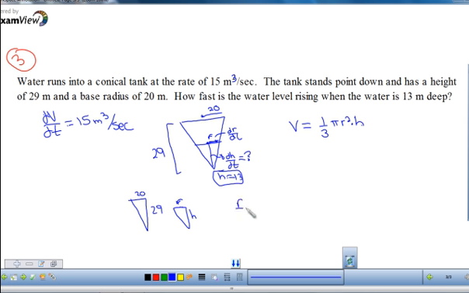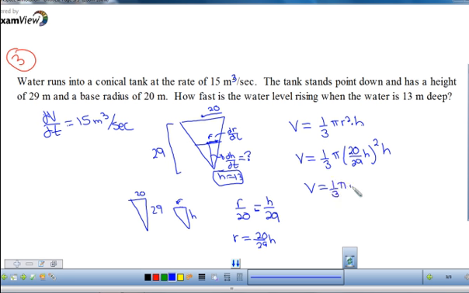Okay, so I don't know anything about r or dr/dt, so I'm going to use similar triangles. This is 29 and 20. So we're going to have r is to 20 as h is to 29. So r is 20 over 29 h. Okay, so substituting that into my volume equation, I get 1/3 pi times 400 over 841 h cubed.